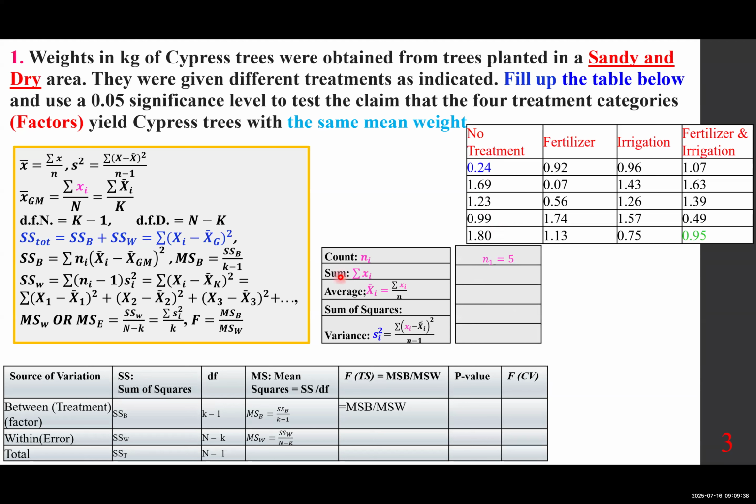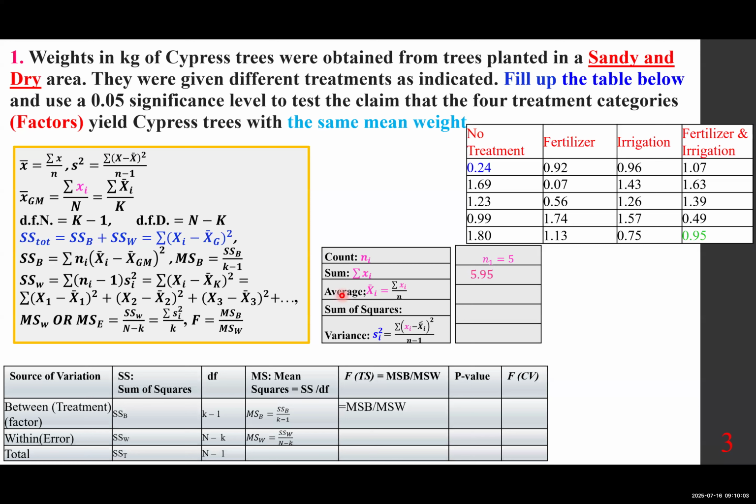The next one, summation of x sub i. Remember, x represents each piece of data. X bar is the mean. So summation of x sub i, for the first group, add them up. Add these 5 numbers, 0.24, 1.69, 1.23, 0.99, and 1.80, and it's 595.